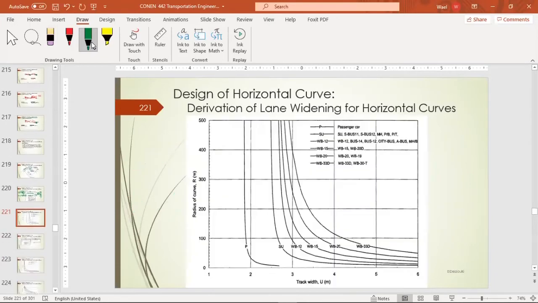And here there are already curves for the track width in meters against the radius of the curve. And these are for different design vehicles. These are AAA, that's a passenger car. I think this is for buses. This is for trucks or buses also, for small trucks and buses. These are for trucks.